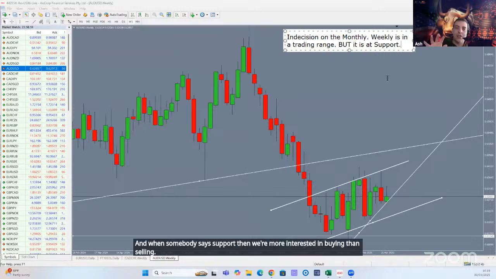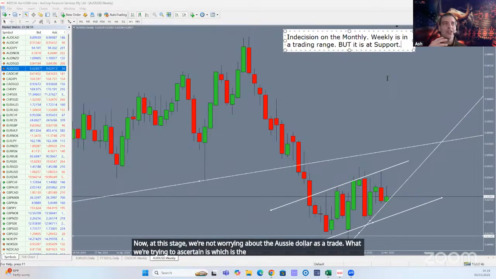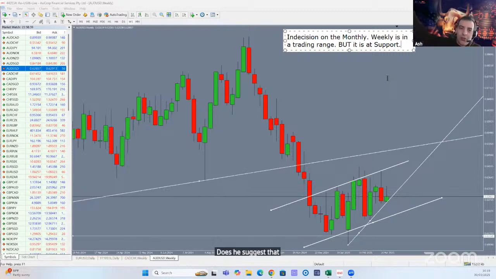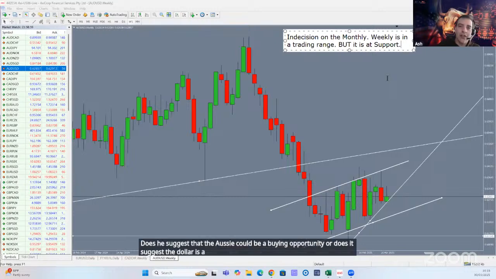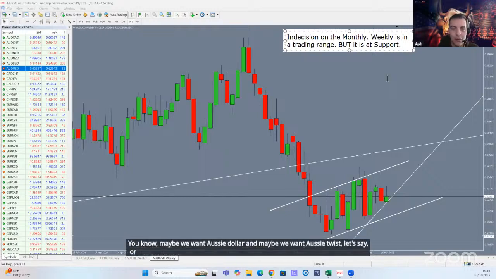Okay. Now at this stage, we're not worrying about the Aussie dollar as a trade. What we're trying to ascertain is what's being suggested by the Aussie dollar. Does it suggest that the Aussie could be a buying opportunity, or does it suggest the dollar's a buying opportunity? And then we can go down the other currencies and see, is this the best pairing? Maybe we want Aussie dollar, or maybe we want Aussie Swiss, let's say, or maybe we want Aussie Euro, something like that, or maybe we want Euro dollar.